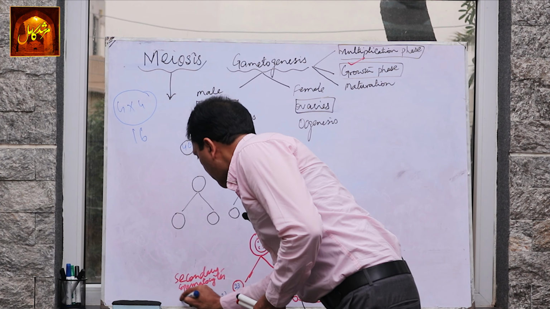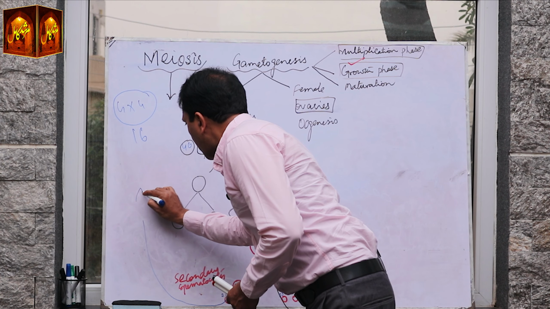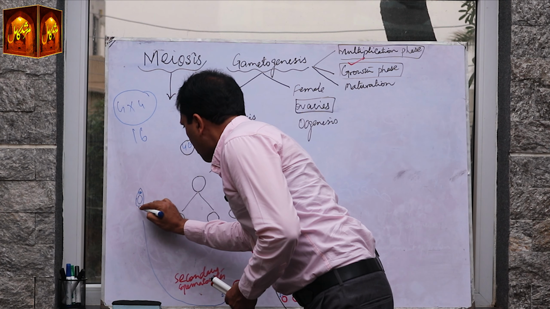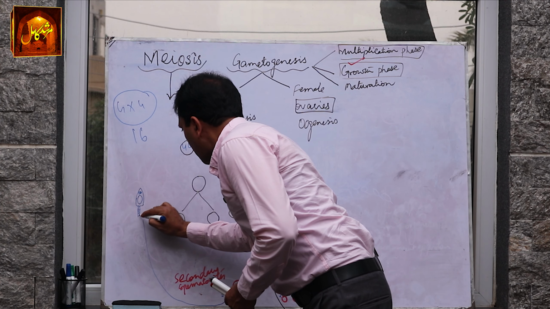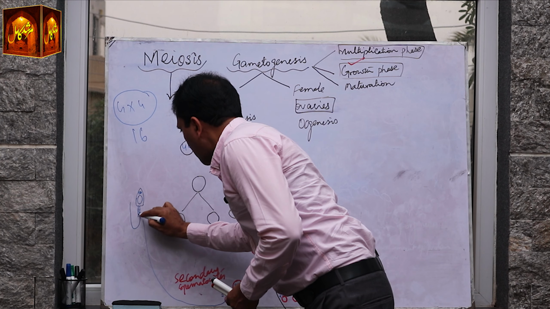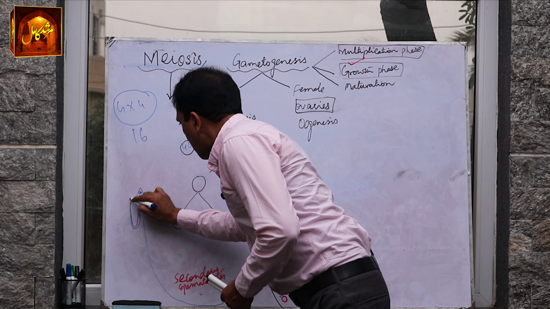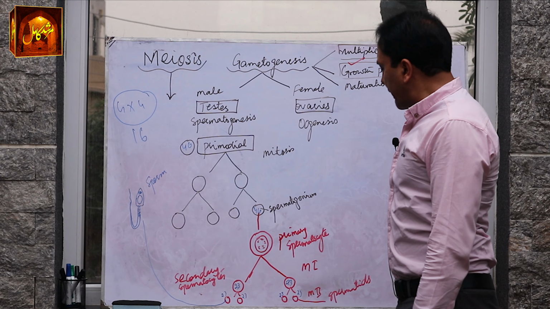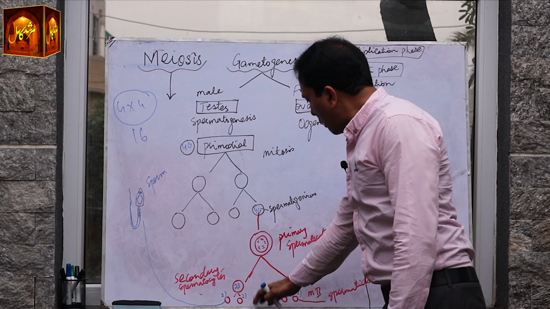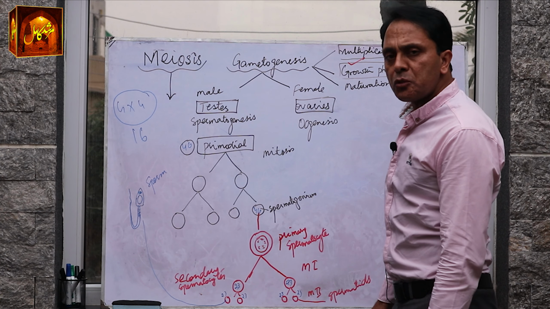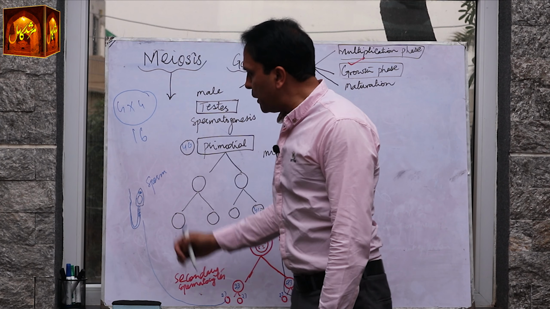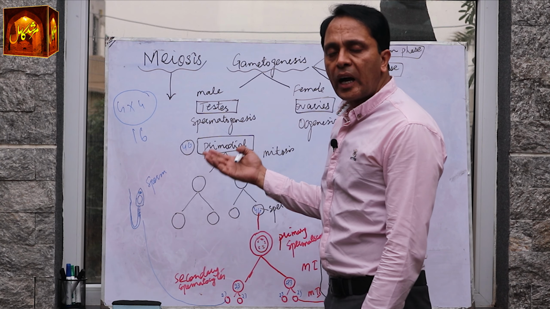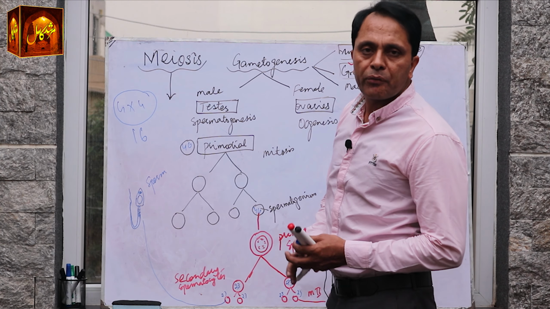Like, they will be modified in this structure. So it's a sperm. Finally all 4 spermatids of one primary spermatocyte will be changed into 4 sperm cells, and all sperms will carry half the number of chromosomes, haploid number of chromosomes.